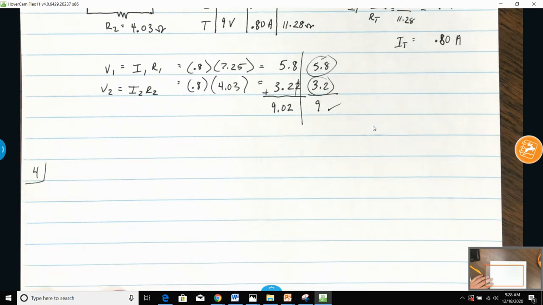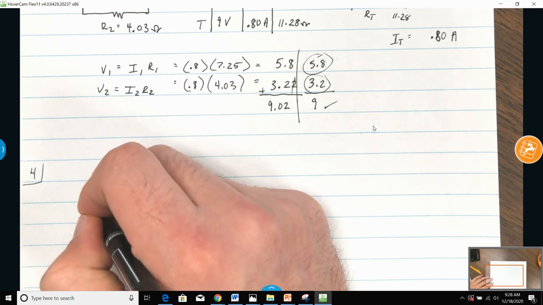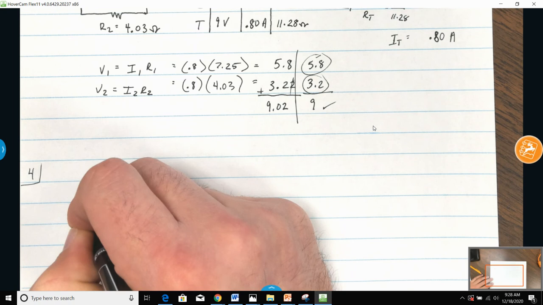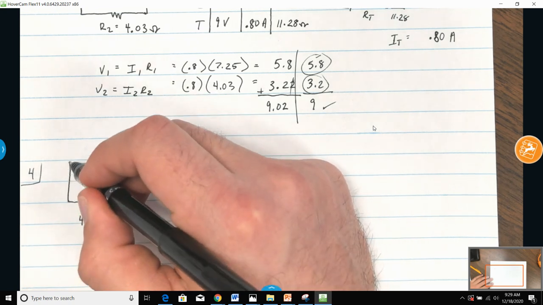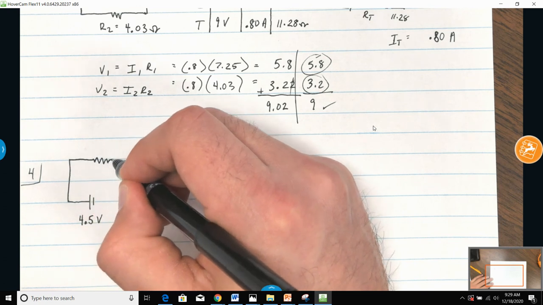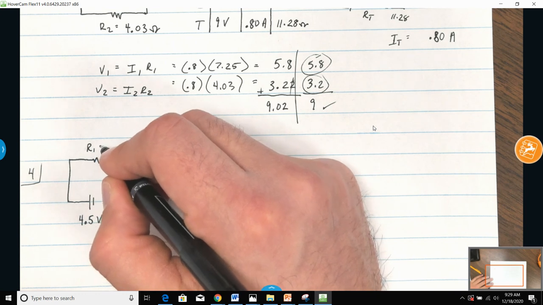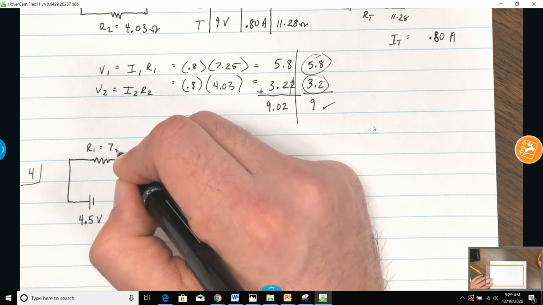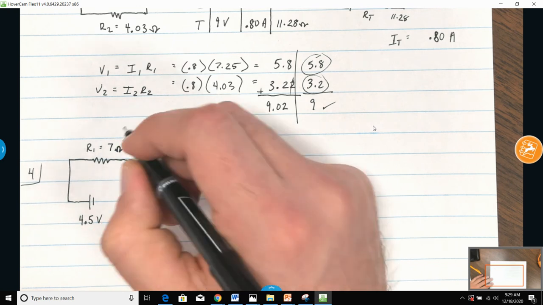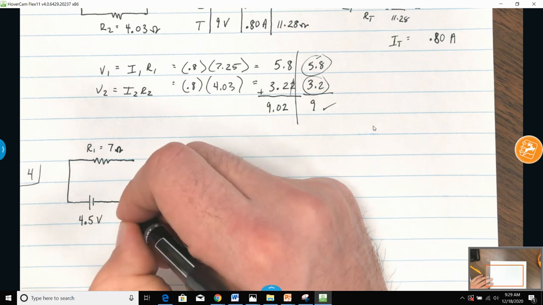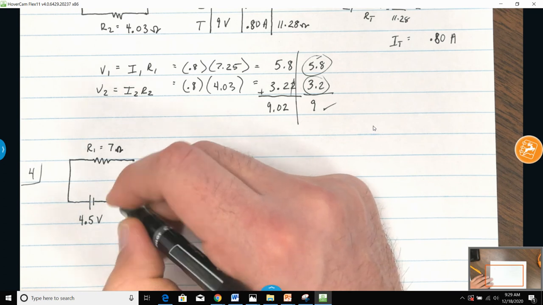Number 4 says that you have a battery of 4.5 volts, and you have a resistor of 7 ohms that is in series with a second resistor, but we don't know what that value is.